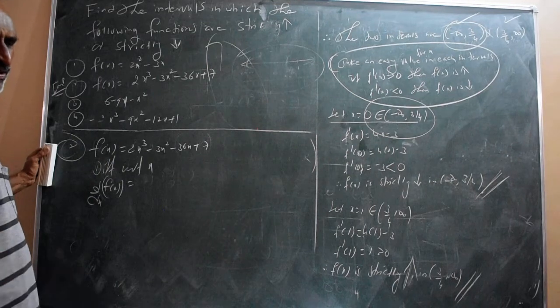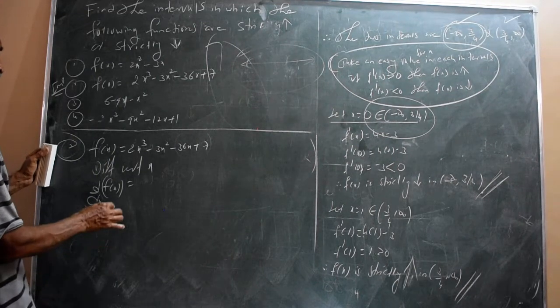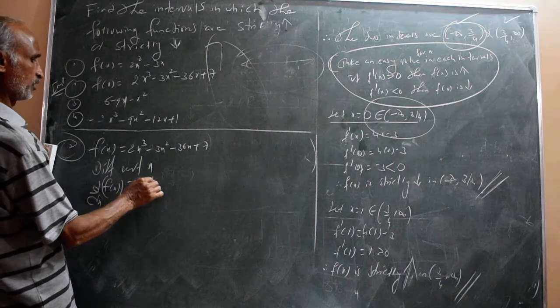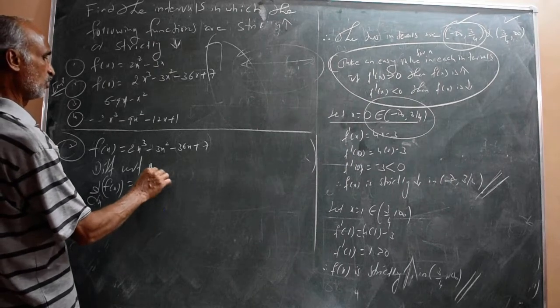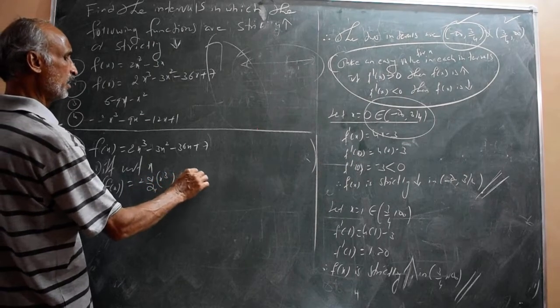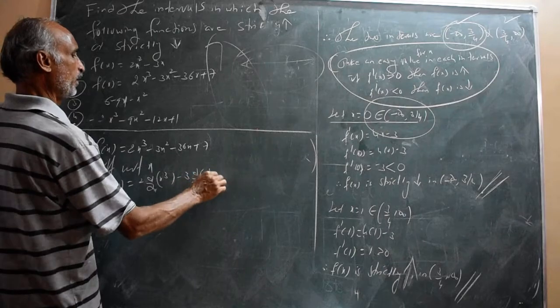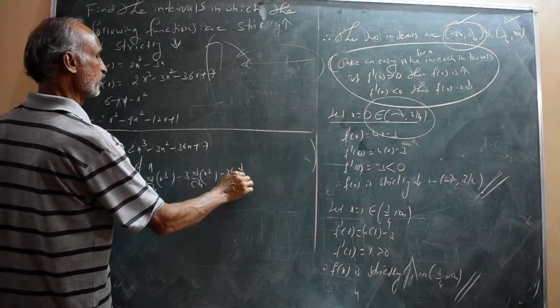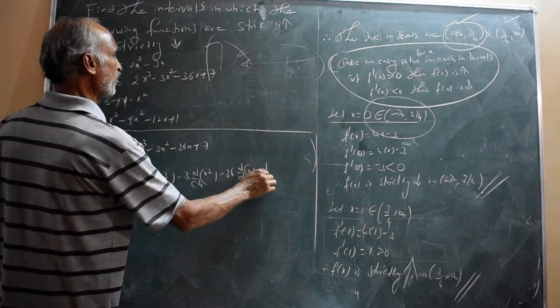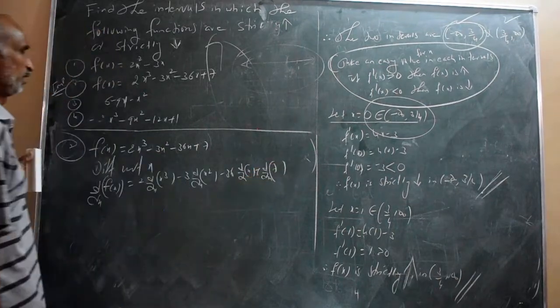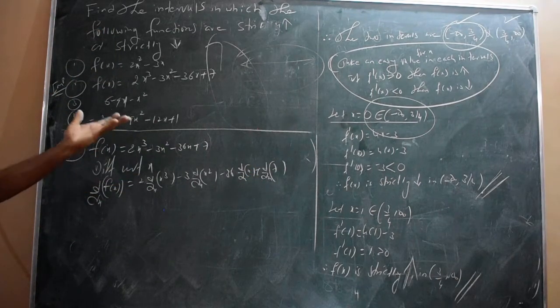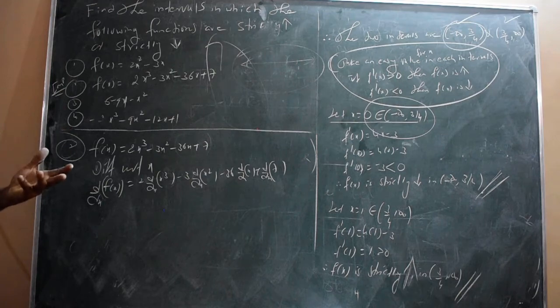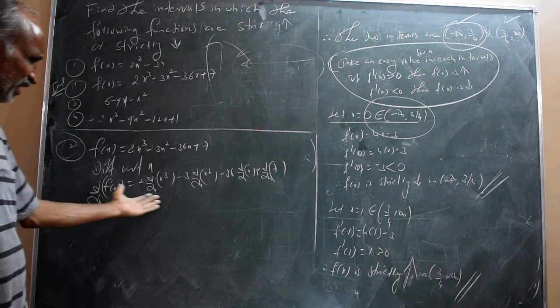Still I am explaining the differentiation of x square. d by dx of f of x: 2 constant outside, d by dx of x³; 3 constant outside, d by dx of x²; minus 36 outside, d by dx of x, plus d by dx of 7. This type of writing I am doing is actually unnecessary.